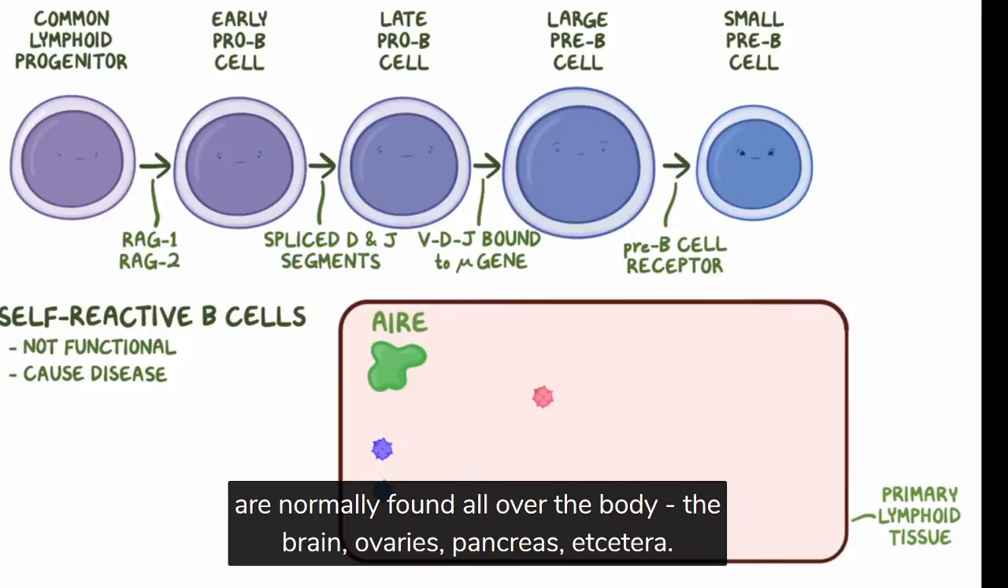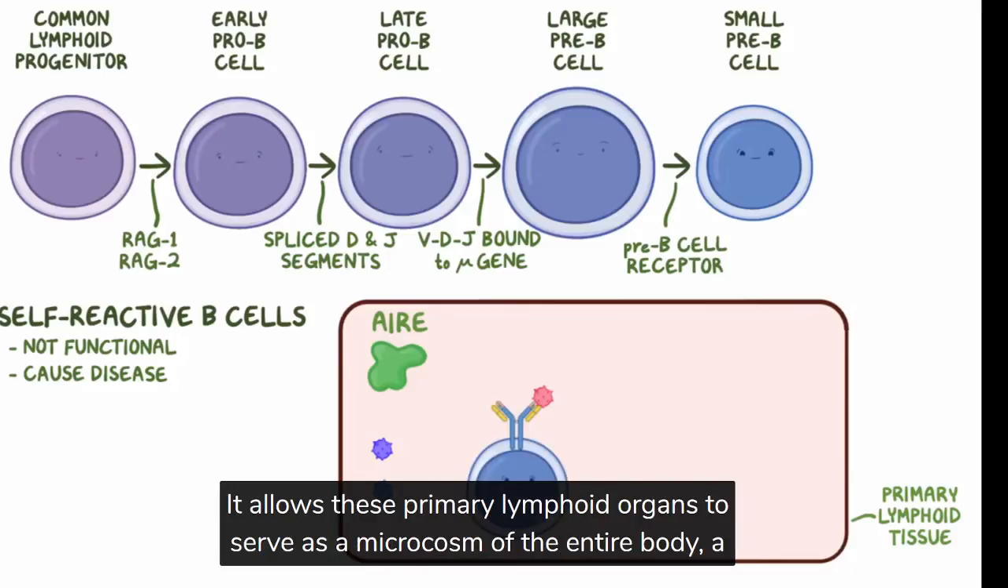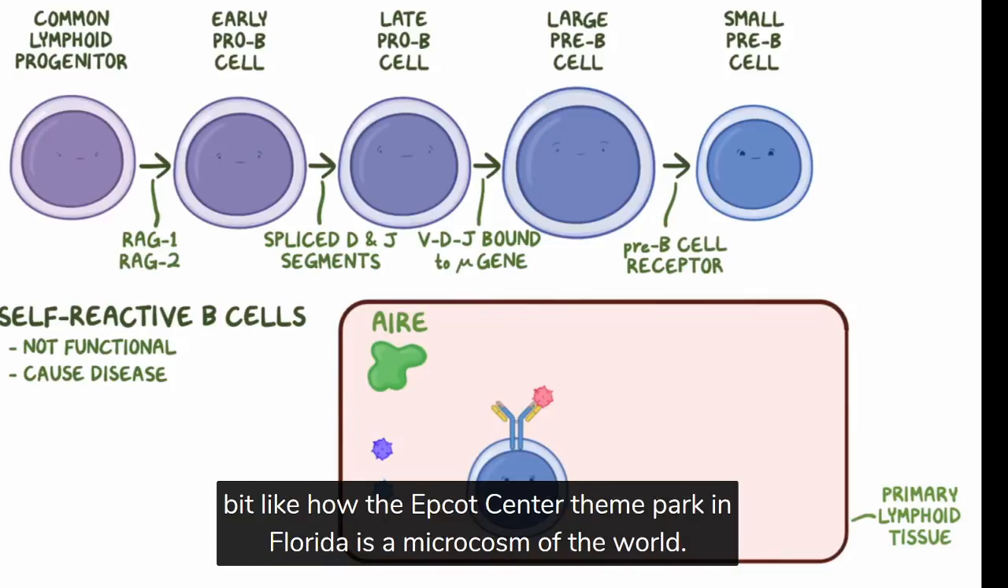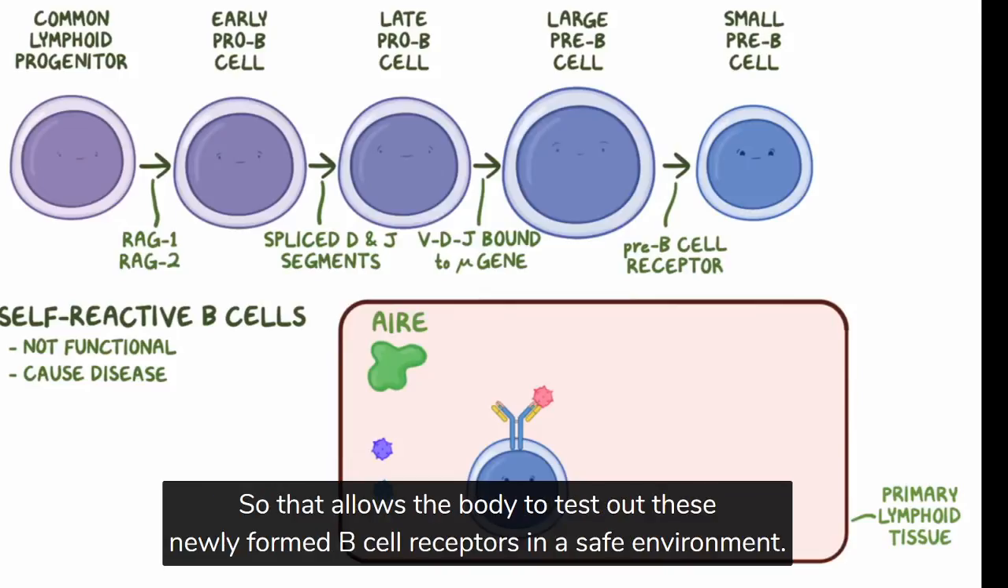It allows these primary lymphoid organs to serve as a microcosm of the entire body, kind of like how the Epcot Center theme park in Florida is a microcosm of the world. So that allows the body to test out these newly formed B cell receptors in a safe environment.